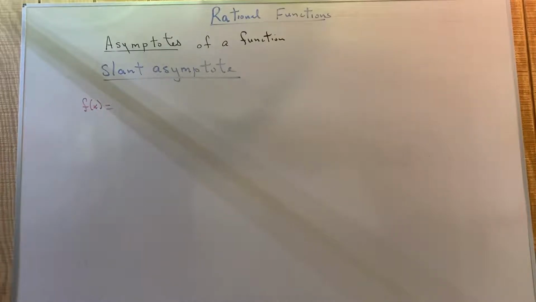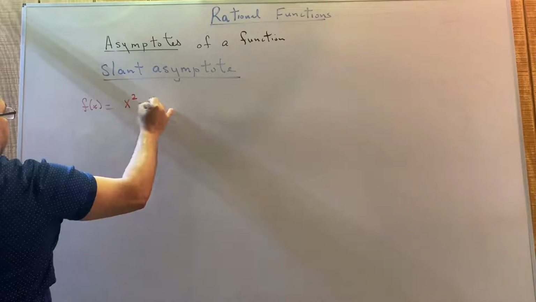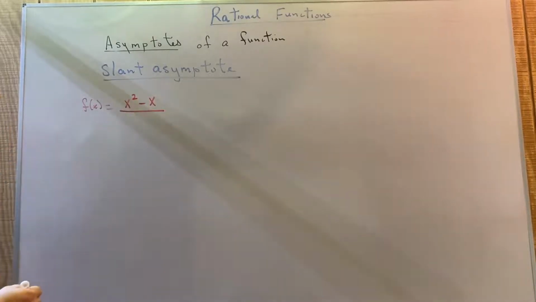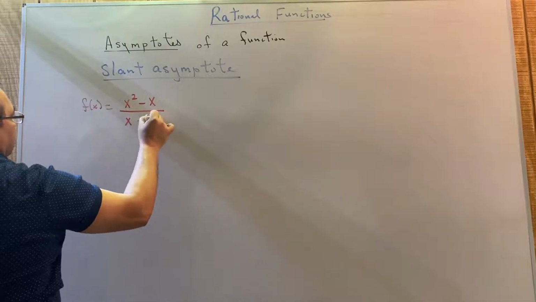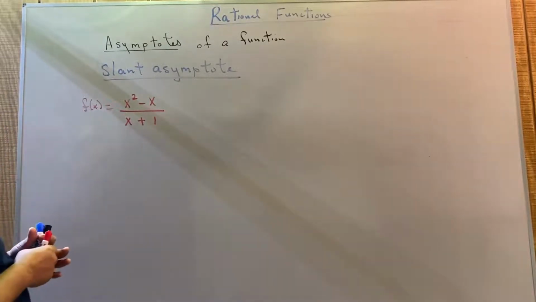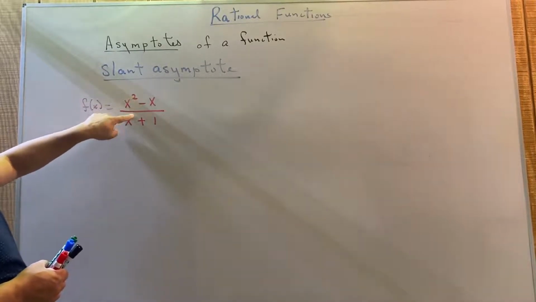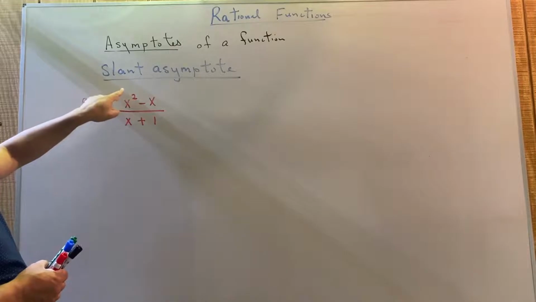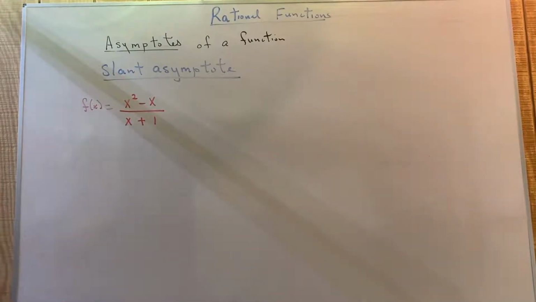If we have x squared minus x over x plus 1, notice the power in the numerator is a 2 and the power in the denominator is a 1. Anytime the numerator power is bigger than the denominator power, you will have some slant asymptote. Okay?